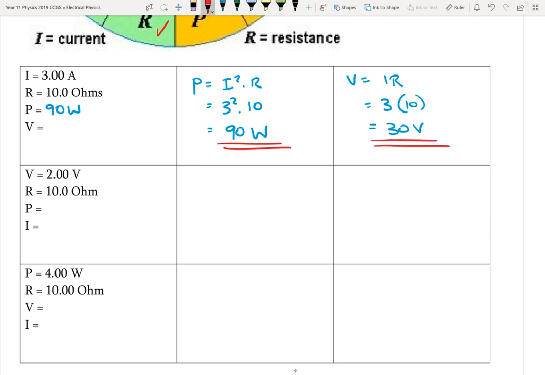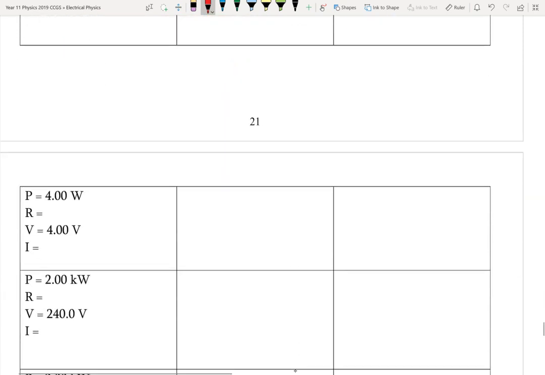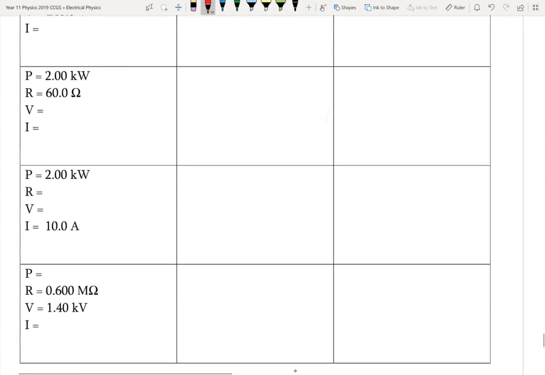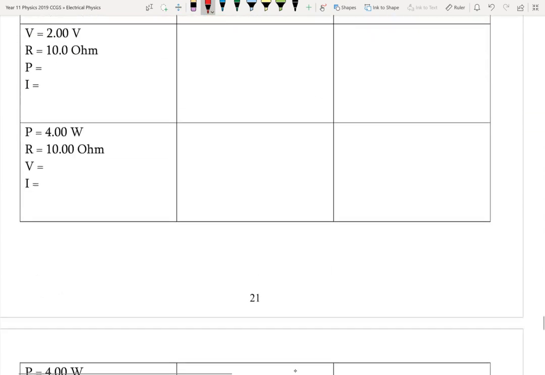Okay? So, could you please solve the remaining questions for me? Go. Go. And have I given everything to 3 sig figs? I think I have. I have.